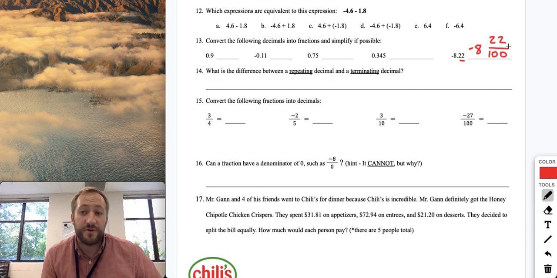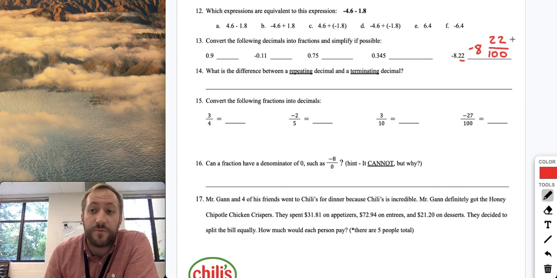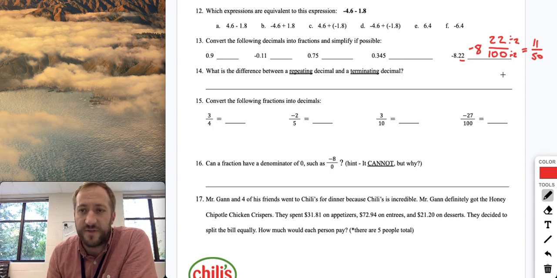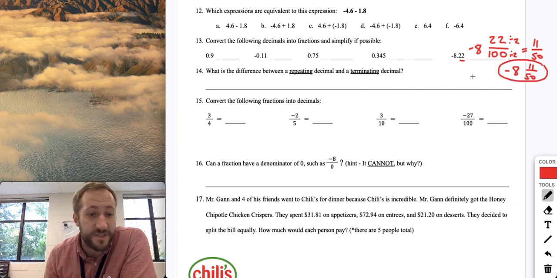Now, this 22 over 100, I could simplify that. We never simplify with the whole number. It stays how it is. But the fraction, we can simplify. So 22 over 100, I know they're both even numbers. I could simplify them both because they have a GCF of 2. They both have a factor of 2. This will work out to be 11 over 50. 22 divided by 2 is 11. 100 divided by 2 is 50. So this would work out to be negative 8 and 11 over 50. That's the simplified fraction of this decimal right here.